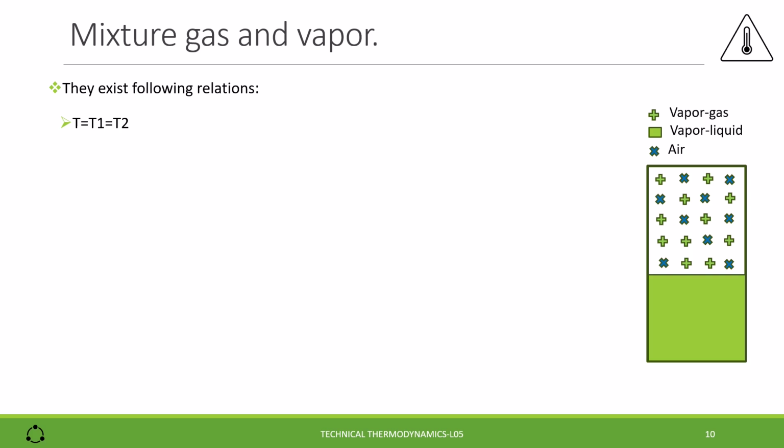The temperature of the gas and the temperature of the vapor are the same. The total volume of the gas and the total volume of the vapor are the same. The pressure of the gas plus the pressure of the vapor equals the total pressure. The mass of the gas plus the mass of the vapor equals the total mass. This mass is constant, but not the gaseous mass, because there is a condensation or evaporation, as we have said already.